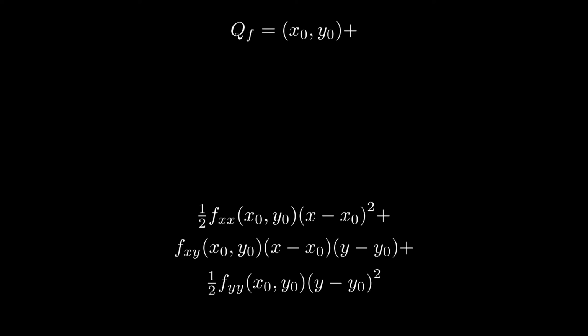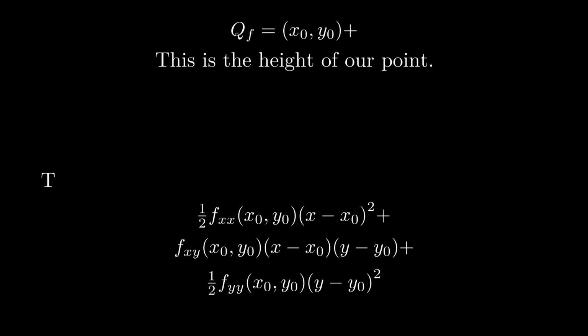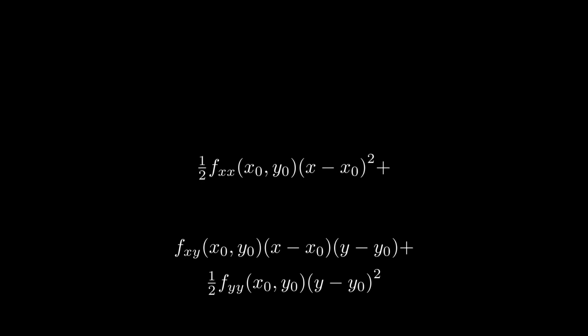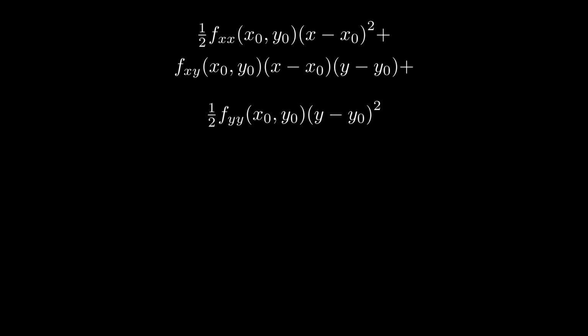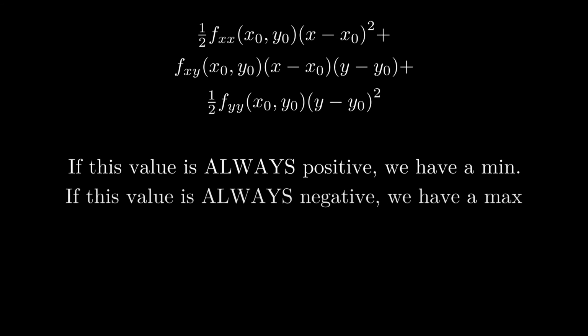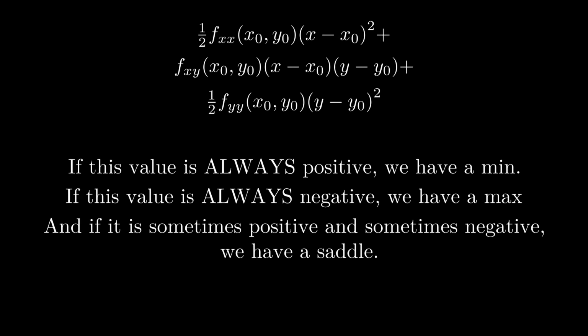Well, the first part's easy. It's just the point, our critical point. But the second term is messy, and that tells us how our approximation works as we move away from our point. Well, what's that second term going to be if we have a min? It'll be positive. And if it's a max, it has to be negative because we're moving down as we move away from the point. But if it's a saddle, we can go down or we can go up.